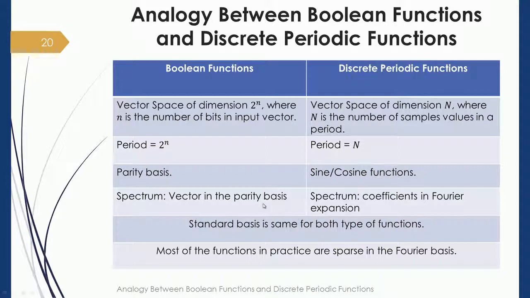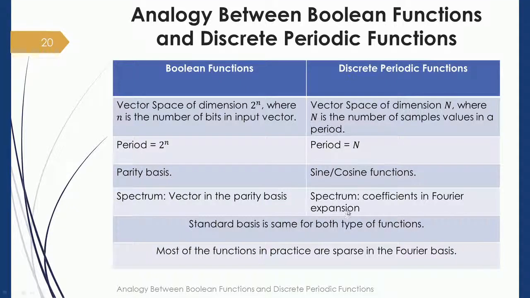And what is the Fourier spectrum? Well, recall that the Boolean function itself is a vector. Its representation in the parity basis would be the Fourier spectrum. Similarly, the coefficients in the Fourier expansion of a discrete periodic function would be its Fourier spectrum.